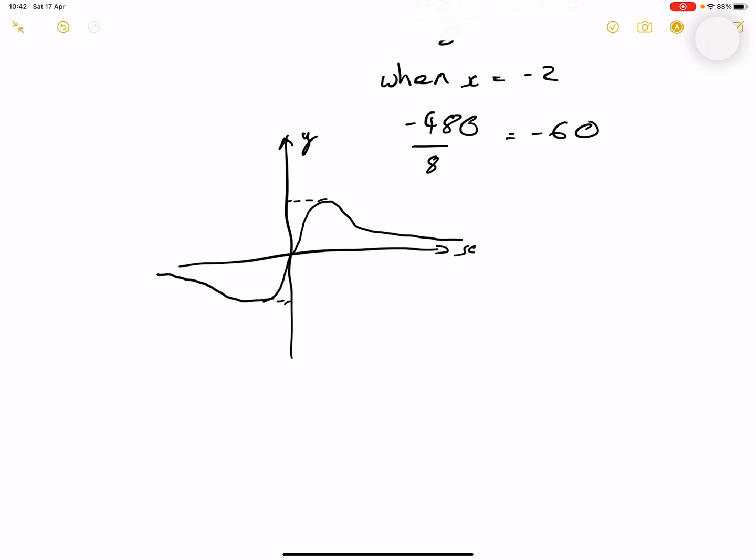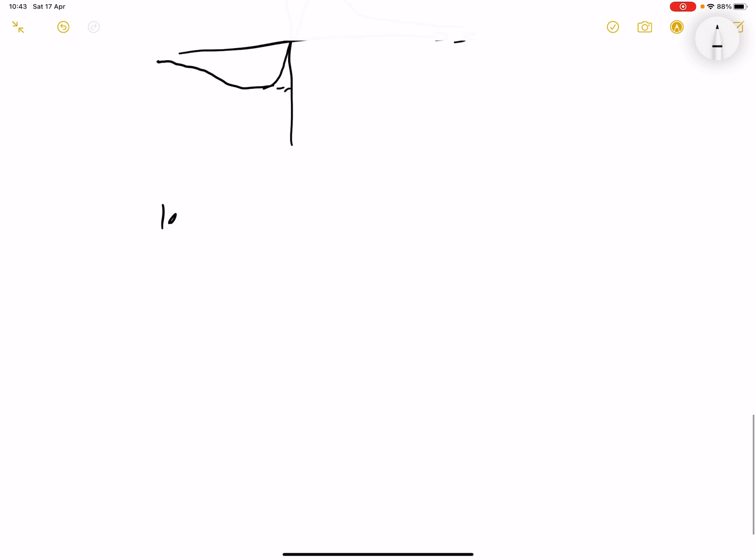I'm now going to show you the other method for finding how many turning points it has, or finding where the turning points are. But that's to do with not finding the x value, it's to do with finding the y value immediately. So let y equal a constant k.